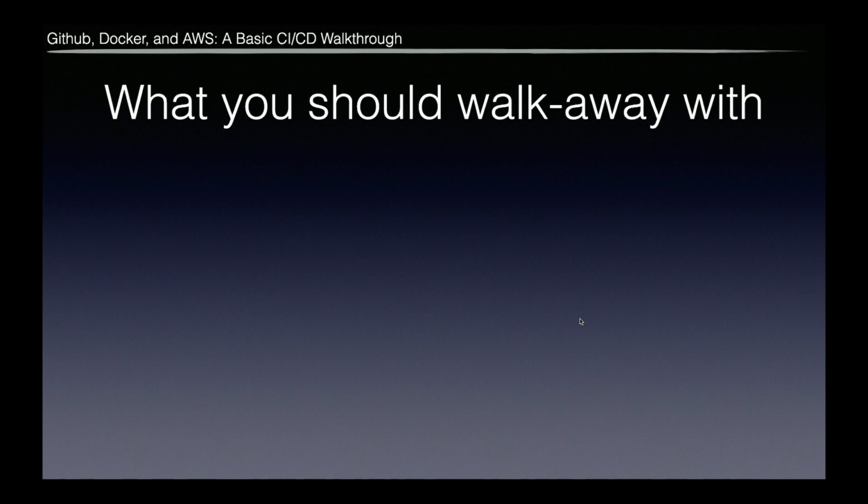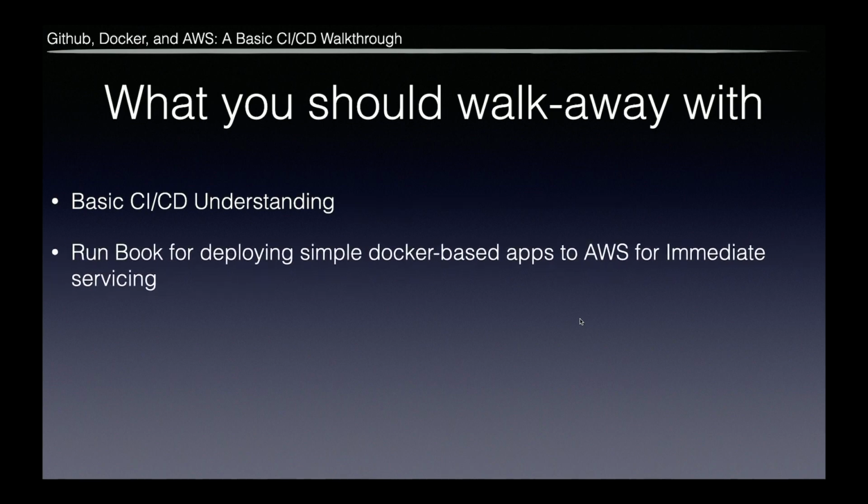What you should walk away with today: a basic understanding of what CICD is, because everybody loves to use the term. It's continuous integration and continuous deployment. They are 2 separate things. They often get merged. I'll get into that in a second. You'll have a runbook for my way, at least, to deploy Docker-based apps to AWS in a continuous way via GitHub, so that all you have to do is make a commit, it redeploys it, and your app is live for all of the people you need to service.